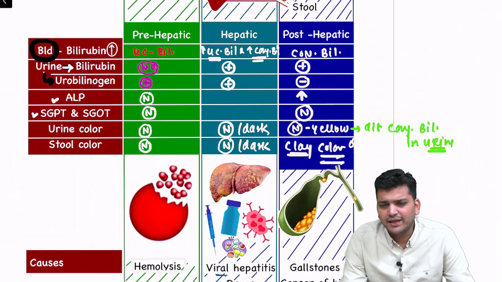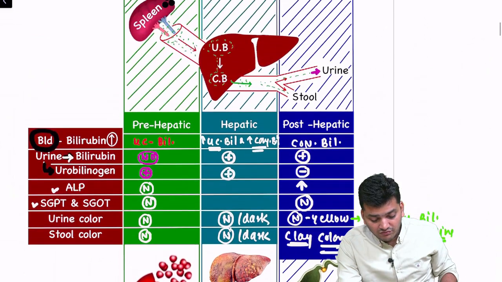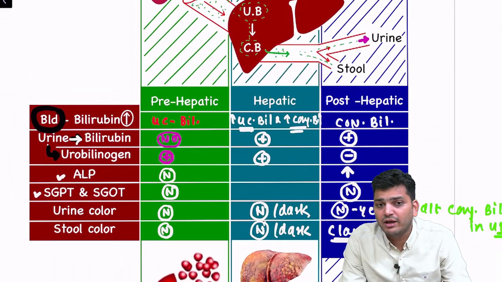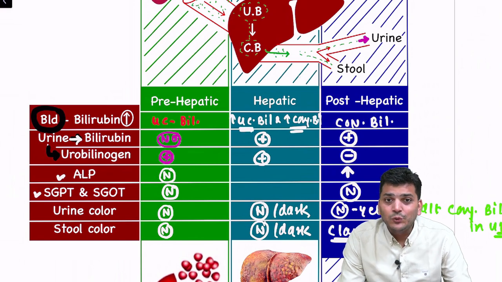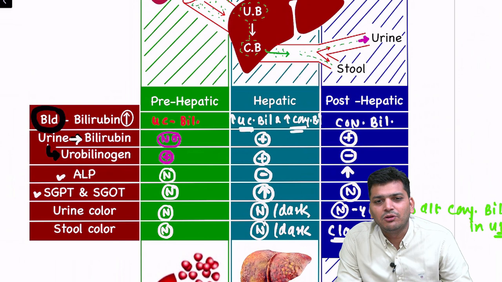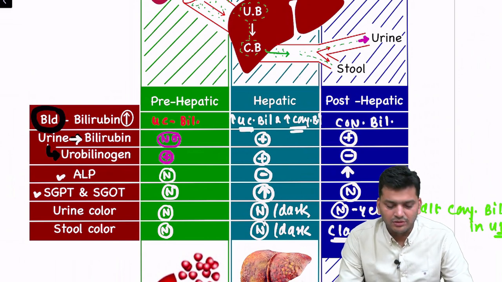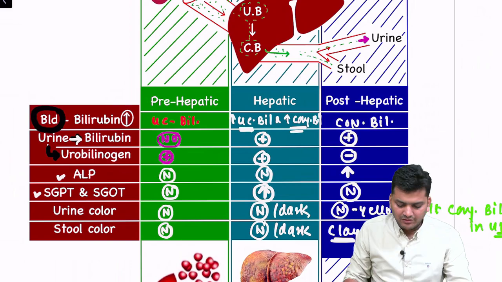What is going to happen with ALP? Now you will answer this question. If there is a hepatic cause, what is going to happen with ALP? What is going to happen with SGOT, SGPT? First tell me SGOT, SGPT. SGOT, SGPT is a marker of hepatocellular injury. And in the hepatic cause, yes, SGOT, SGPT is increased. Is there any obstruction? No. More or less, no. So alkaline phosphatase will not be increased. It's going to be normal. Instead of minus, I will write normal. That will make more sense.